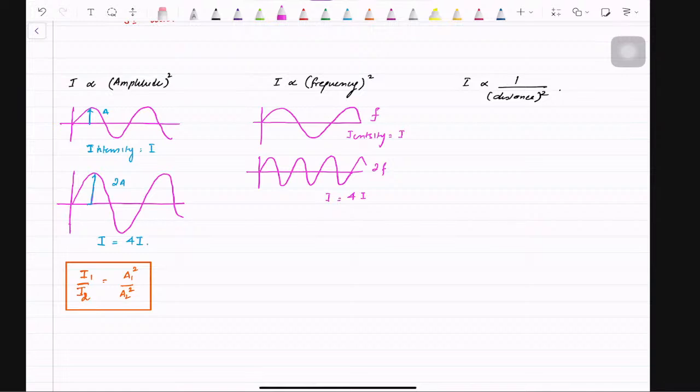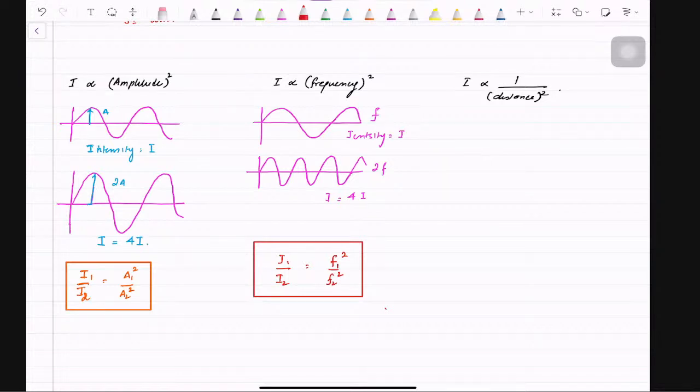So obviously you can create a relationship. I1 over I2 will be equal to f1 square over f2 square. So this is just intensity of two different waves when you compare them with respect to frequency. Okay.